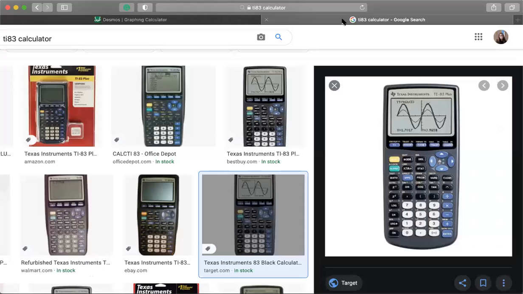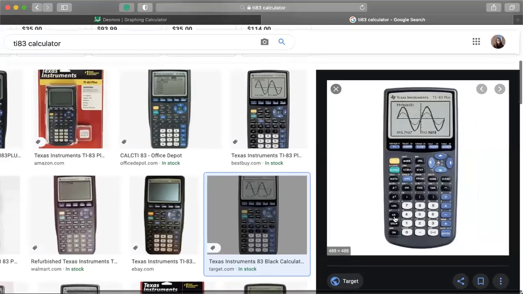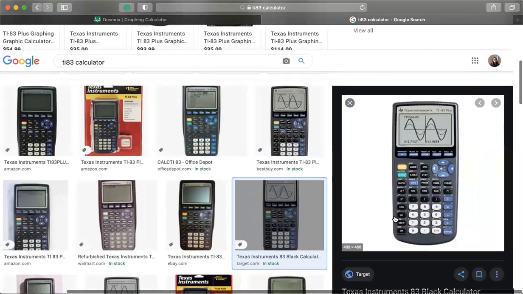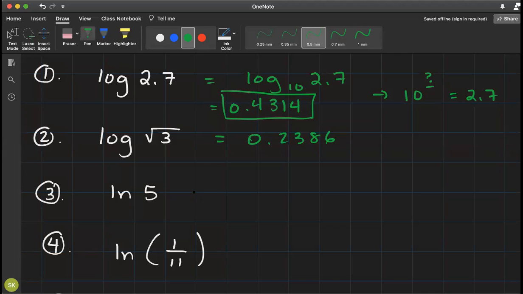Now if we go back over to the TI-83, the ln, where this log button is, the button right underneath it, is ln, if you can see that. See that ln? So you would press that button, and then you would hit 5 and close parentheses, and then you would get the same answer we found. Okay, so let's go back to our notes. So ln of 5 we said was 1.609.